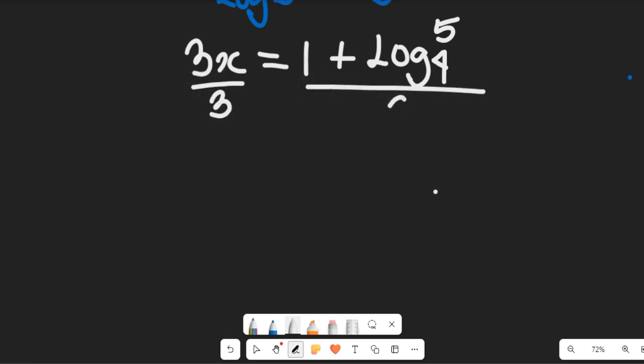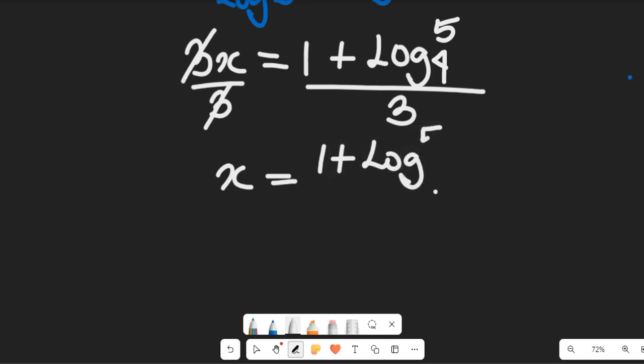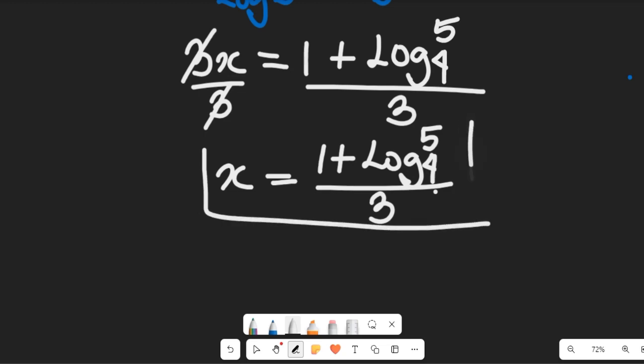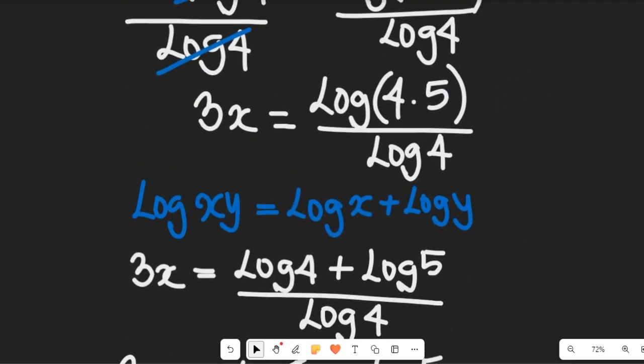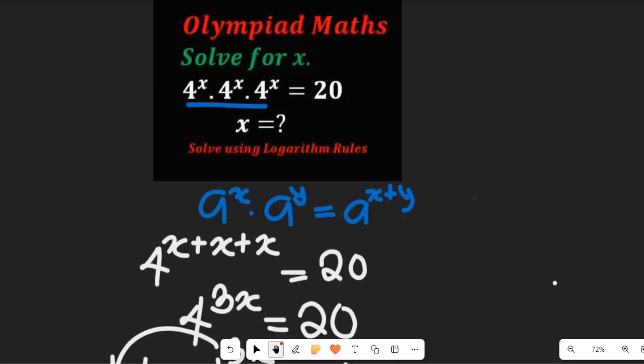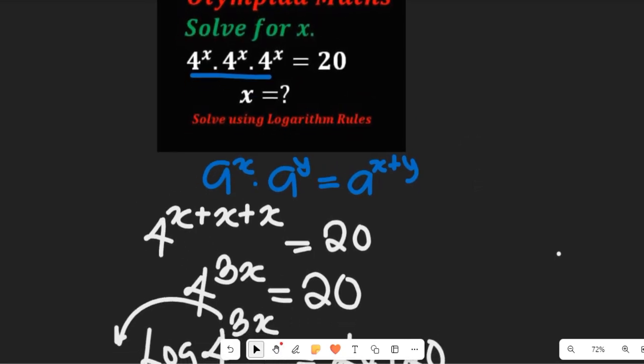So if we divide both sides by 3, 3 cancels out 3, and then the value of our x is equal to 1 plus log of 5 base 4 divided by 3. And this becomes the solution we are actually looking for. Great. Now check out this solution and let's see if the solution is actually right. We have 4 to the power of x multiplied by 4 to the power of x multiplied by 4 to the power of x equal to 20.